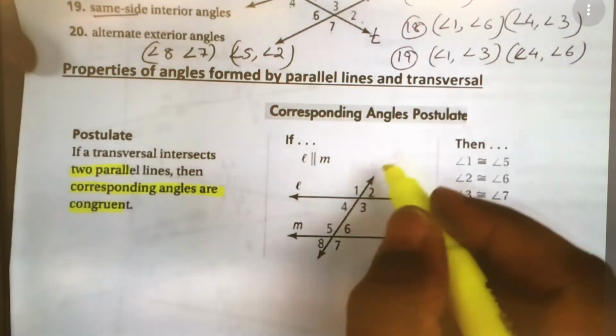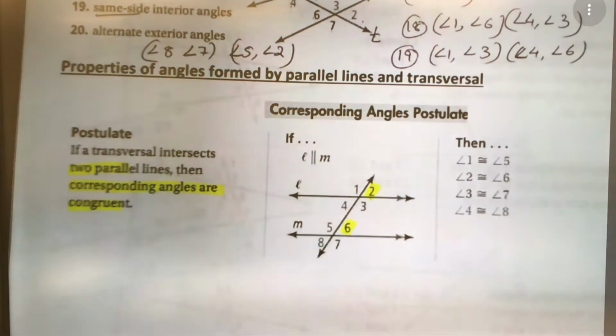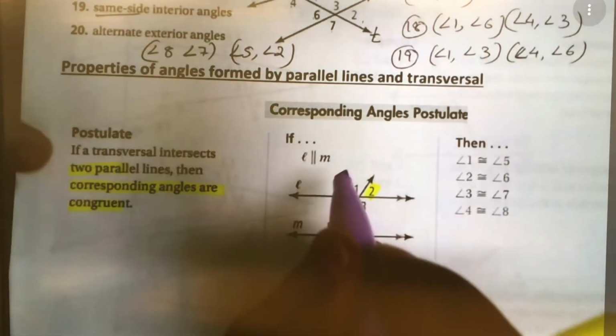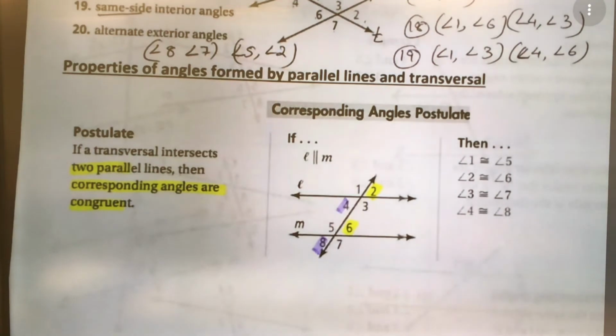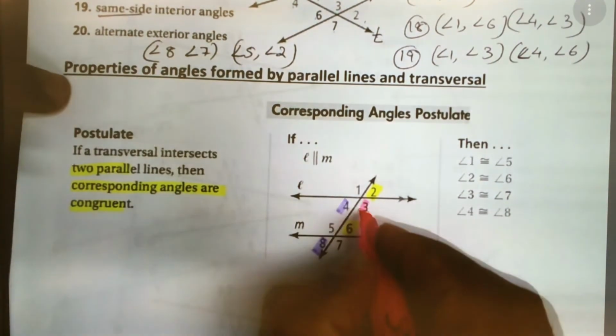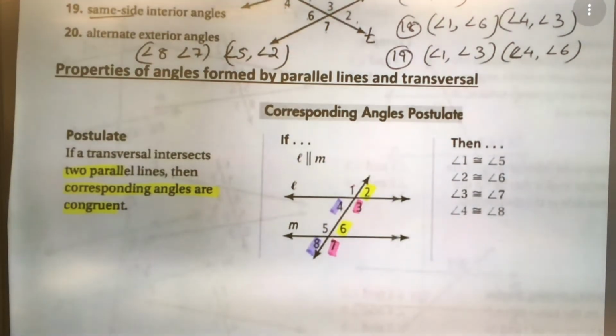So here angle 2 is congruent to angle 6. Then angle 4 is congruent to 8. Okay, so if I take the other, angle 3 is congruent to angle 7 and 1 is congruent to angle 5. They are the corresponding angles.